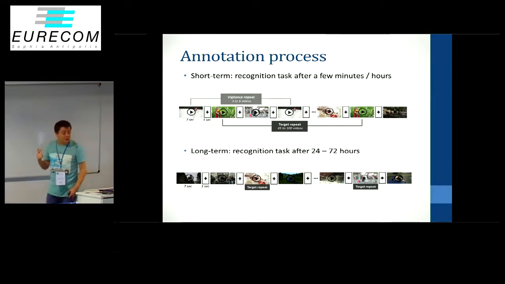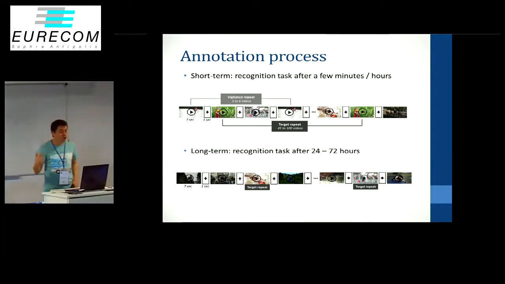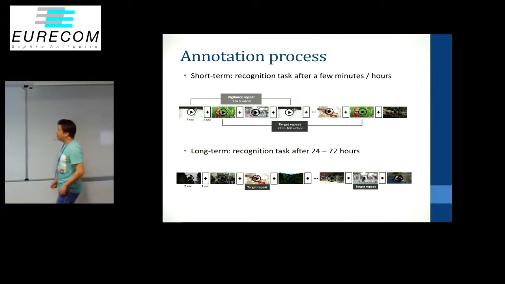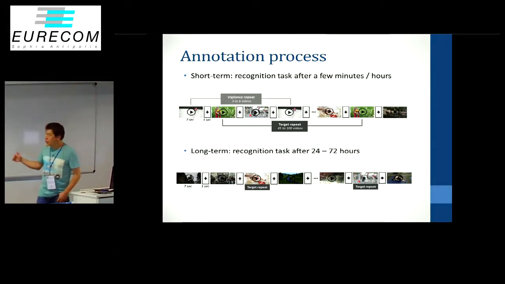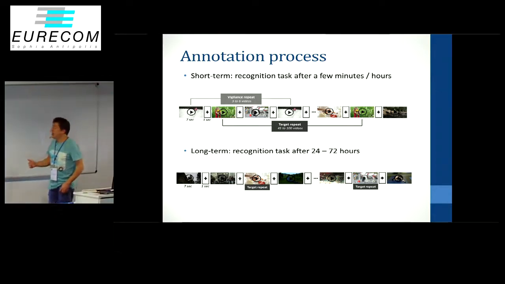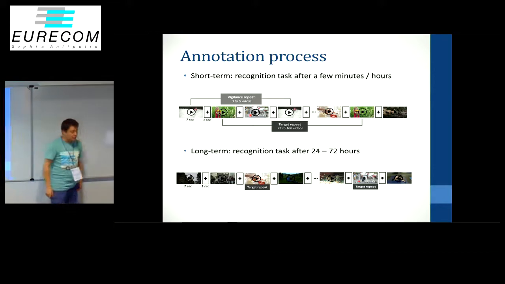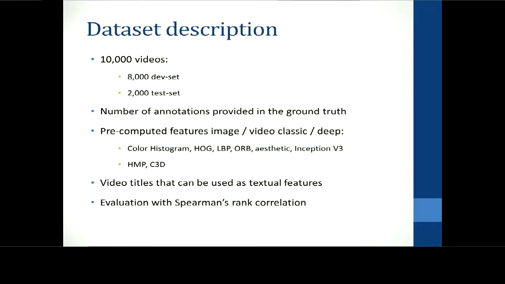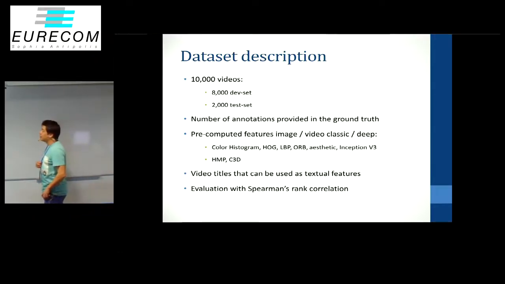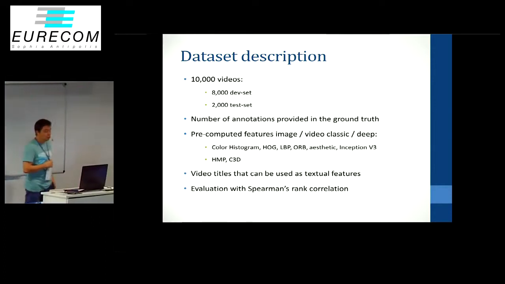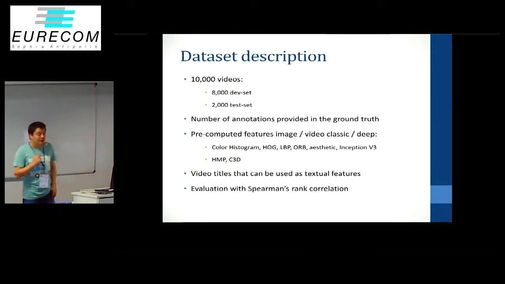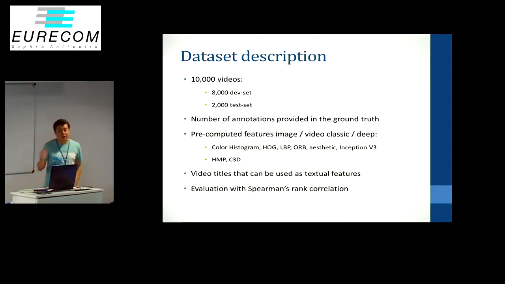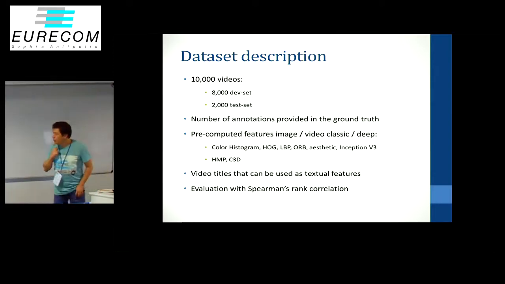The next step was the long-term recognition task. This came after 24 to 72 hours. So basically it was the same repeating of previously seen videos, only this happened much later. This way we could measure both short-term and long-term memorability for the same set of initial videos. Finally, we came up with a data set composed of 10,000 videos, split into 8,000 for the dev set and 2,000 for the test set. We also provided the number of annotators for each individual video, for each individual subtask in the ground truth data.